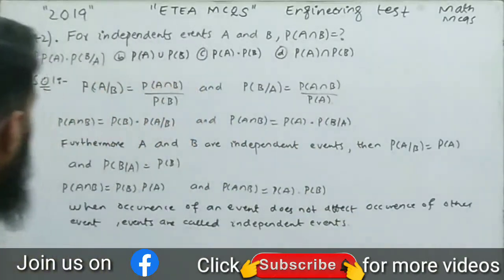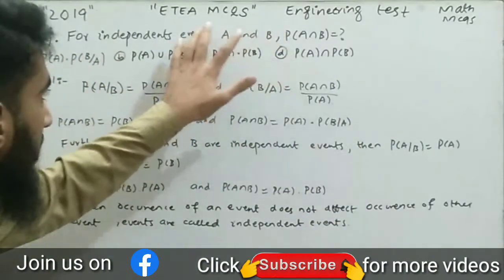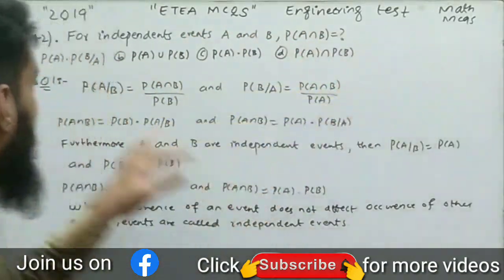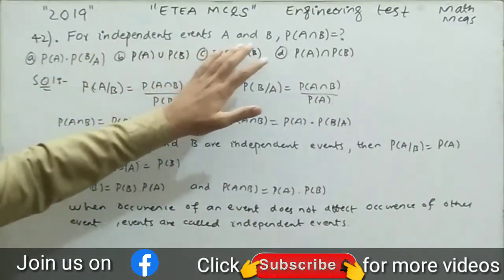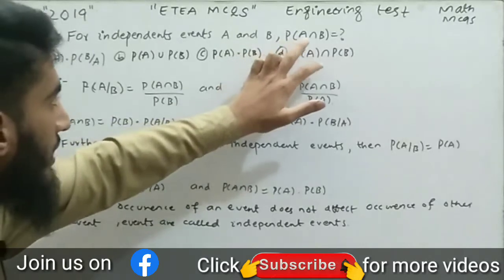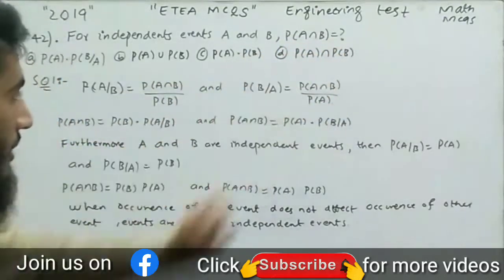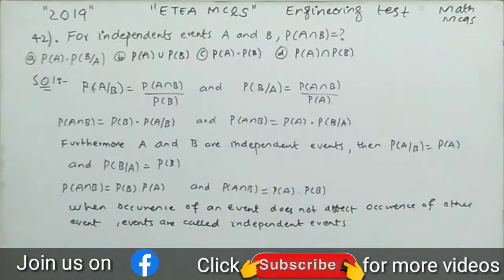So let's move toward MCQ number 42 of the ETEA Engineering test of 2019 mathematics portion. It tells that for independent events A and B, the probability of A intersection B will be, so 4 options are given. Move to the solution of this MCQ.